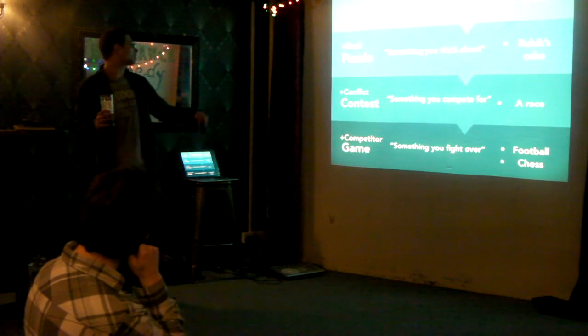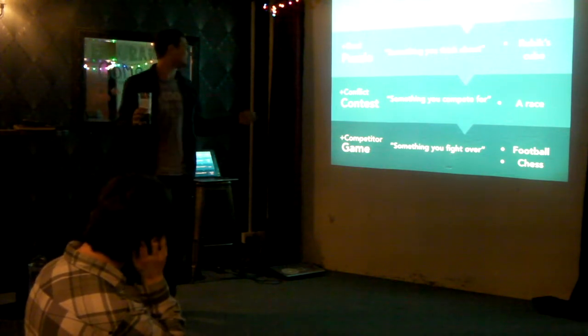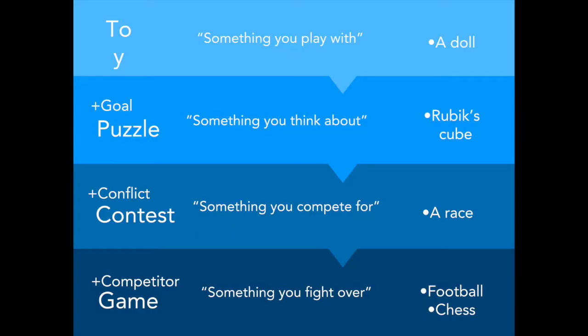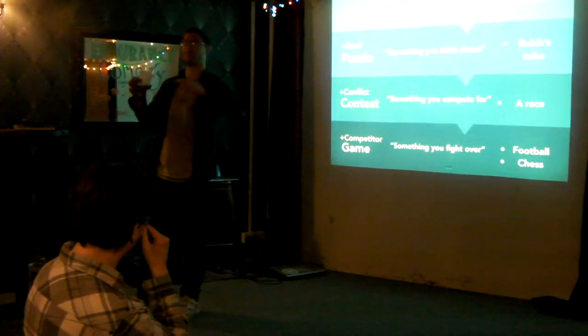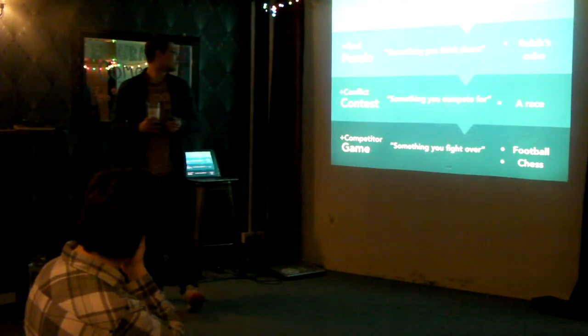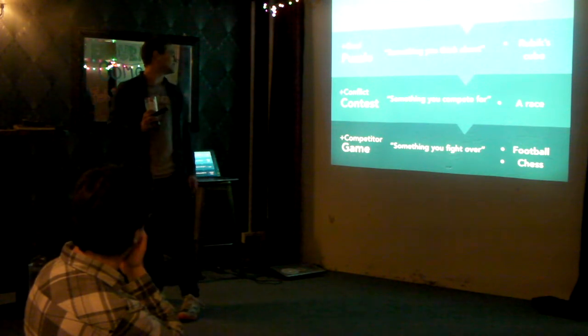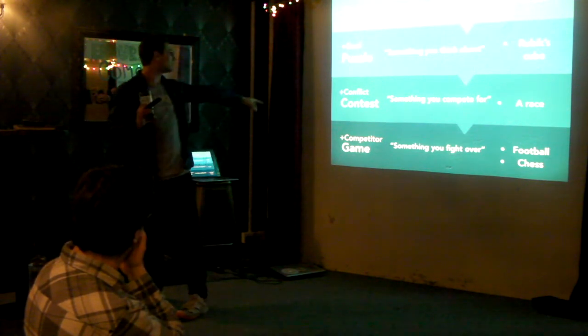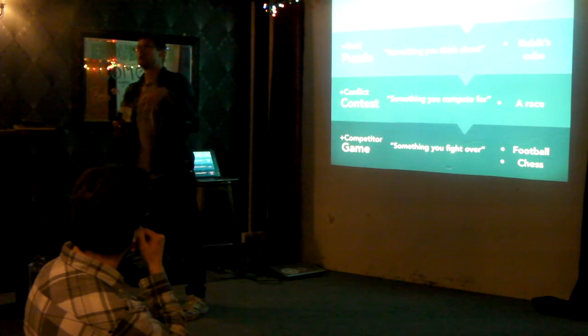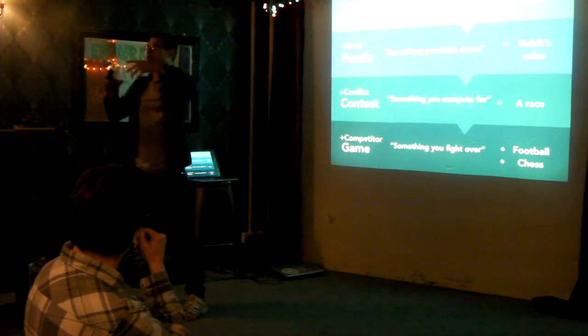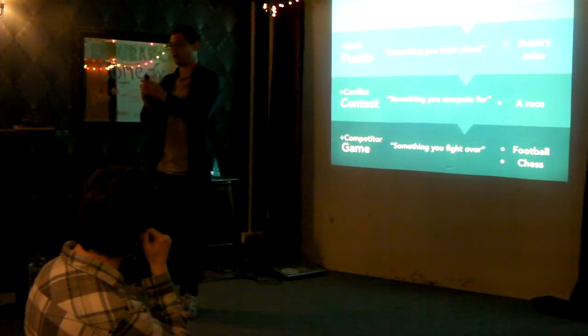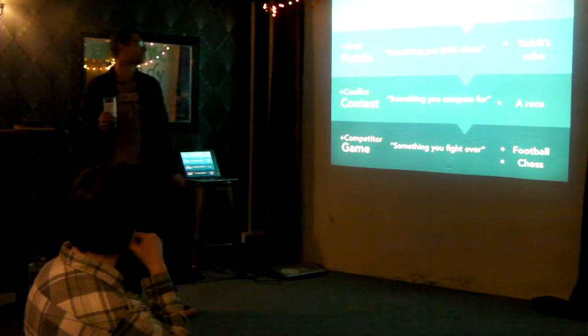And then the last one is when you add a competitor, and this is your classic game where you're playing against somebody who's actively trying to stop you completing that goal because they want to complete their goal and you're trying to stop them. And this is the most complicated form of game that we know of. So this is probably a good time to mention the distinction between a game, which is this thing, and the other game, which is the packaged thing that you go and buy on a shelf. And I'm just going to have to reiterate that every time because they're the same word.